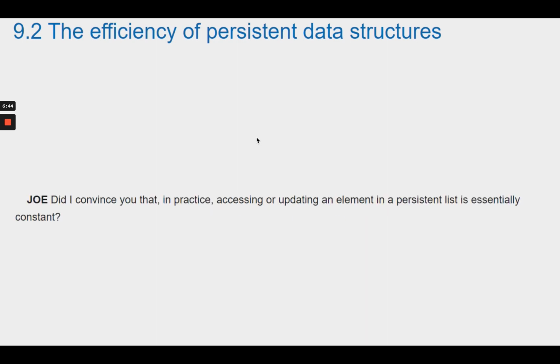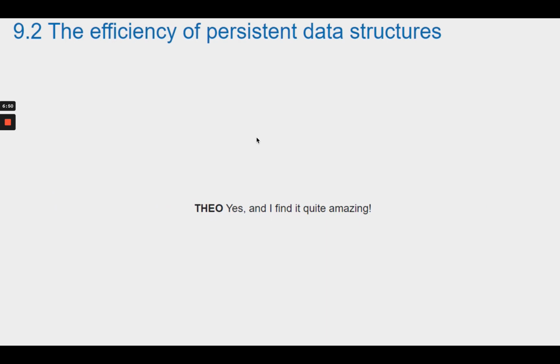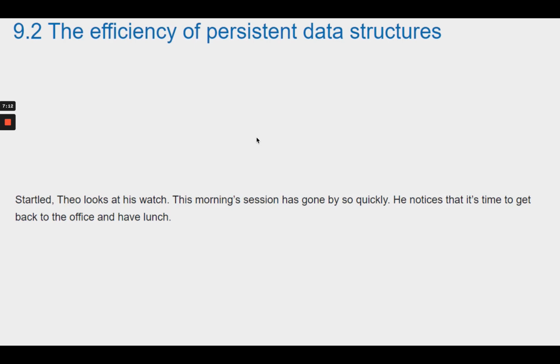Joe: Did I convince you that in practice, accessing or updating an element in a persistent list is essentially constant? Theo: Yes, and I find it quite amazing. Tip: Persistent lists can be manipulated in near constant time. Joe: Me too. Theo: What about persistent maps? Joe: It's quite similar, but I don't think we have time to discuss it now.